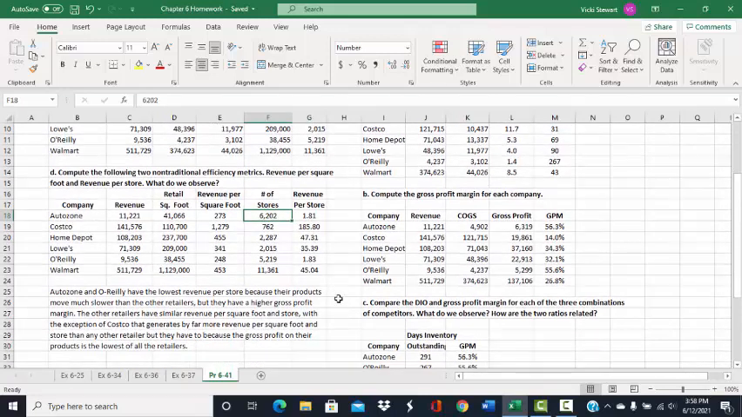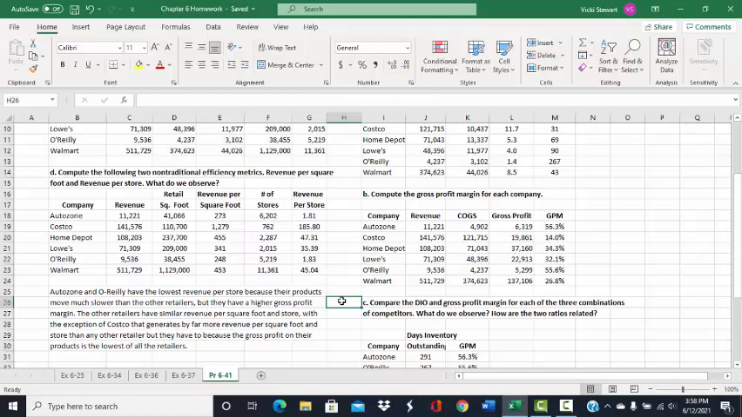So what can we learn from these calculations? Some of this tells us some of what we've already learned from days inventory outstanding and gross profit margin. If you look at AutoZone and O'Reilly, you can see that they have pretty low revenue per square foot, even though they have fairly small stores. Also, their revenue per store is quite smaller. And we know that that is due to the fact that they keep their inventory much longer, but again, we know that they sell it at a higher gross profit margin.